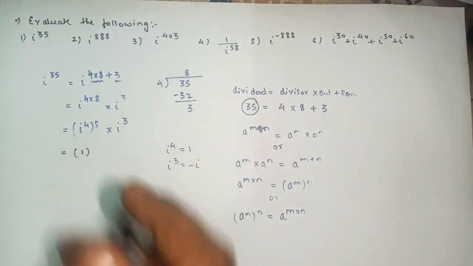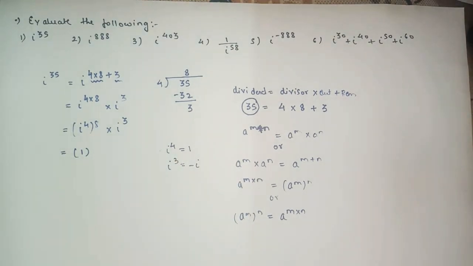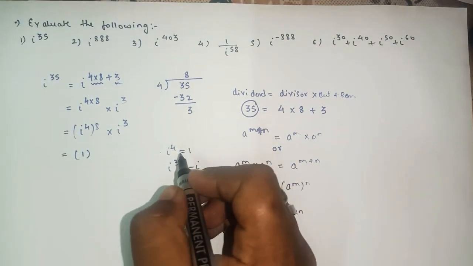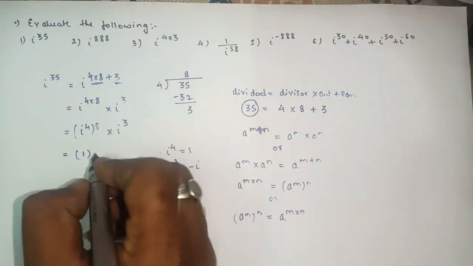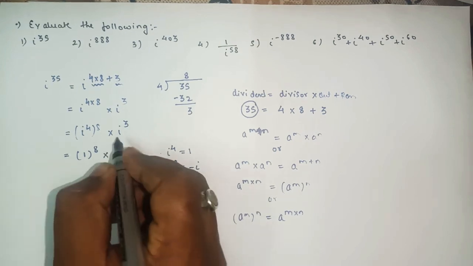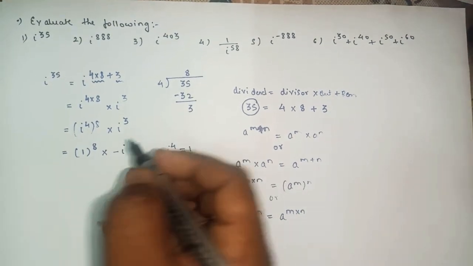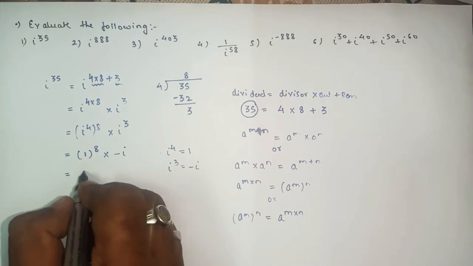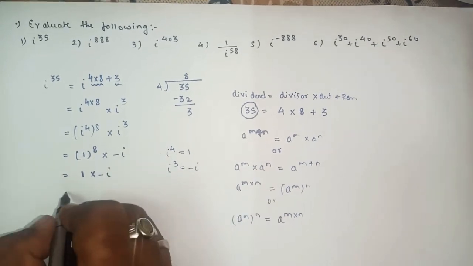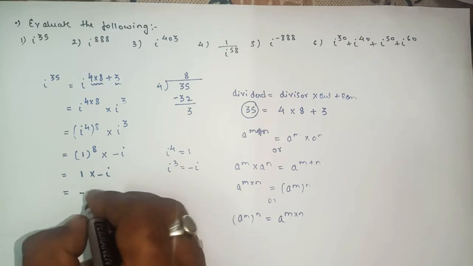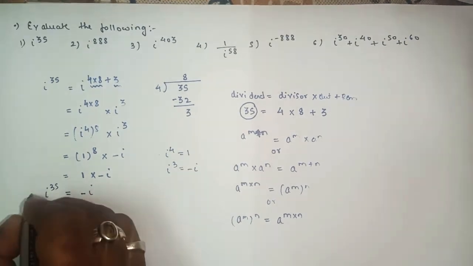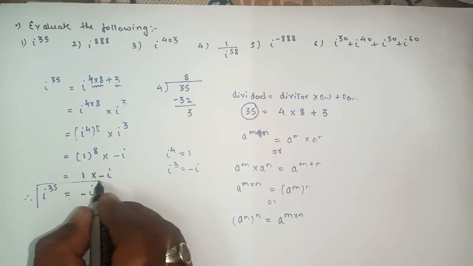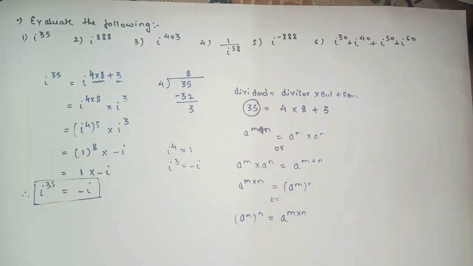That's why I told, always divide the number with respect to 4, so that in the second last step you will get i raised to 4, in place of which you can write 1, and we know that 1 raised to any power is 1 only. So 1 raised to 8 into i cube is minus i. So 1 raised to 8 is 1 into minus i. So the final answer is minus i. So here we got the answer for i raised to 35 as minus i. In this way you have to find your answer.